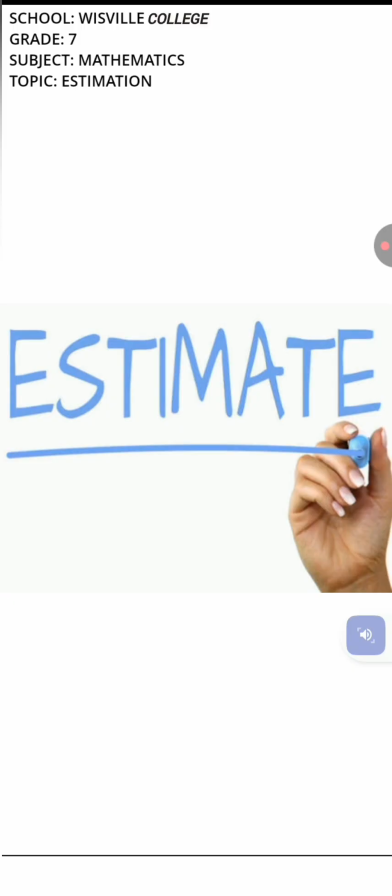So while you're thinking about your thoughts on estimation, I would like to talk about what we will be learning in the course of the lesson. We're going to talk about the meaning of estimation. We're going to look at what we can estimate. And also we're going to look at how to round off a number involving estimation. That is how to solve estimation. So please, just be open to learn.